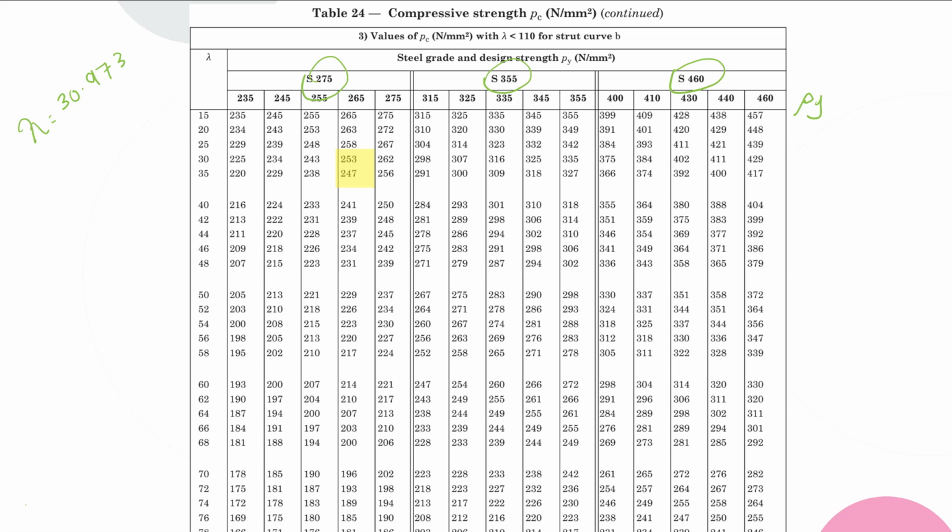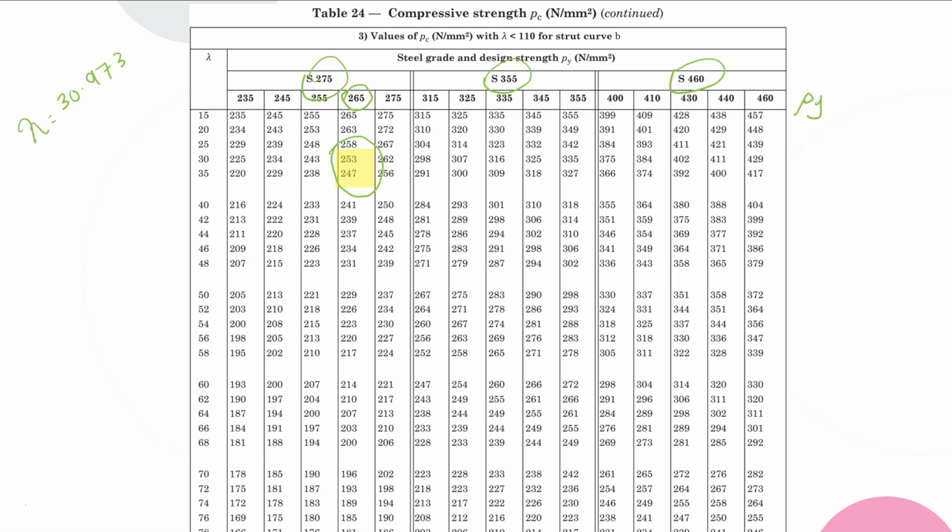Okay, so since your PY is 265, we have to look here. Can be anywhere here. Okay, in between this value, since 30.973 is between 30 up until 35, we have to calculate. So how do we calculate?